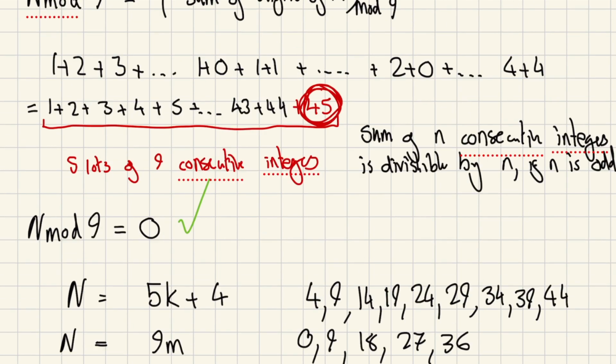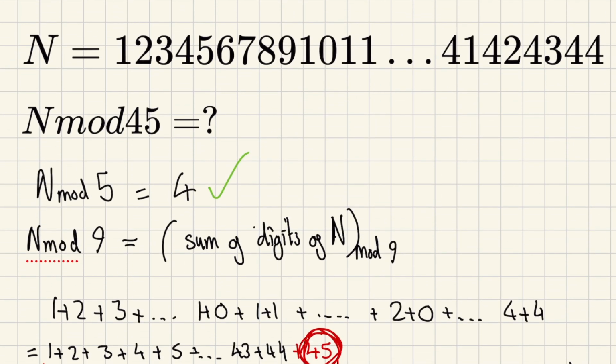Therefore, to answer the original question, what is the remainder when this number is divided by 45? The answer is 9.